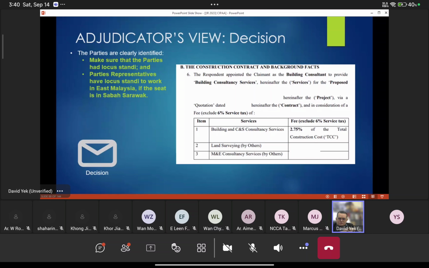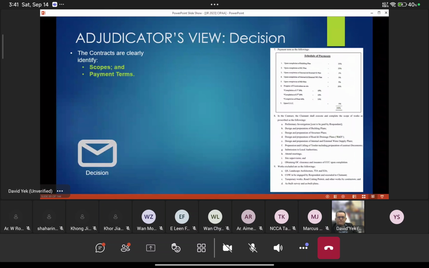There are cases, especially for lawyers, if you represent your client and you're registered in Peninsula, you cannot go over to Sabah Sarawak. But the Sabah Sarawak lawyers can come over to Peninsula. So you have got this territorial issue, okay? So this is what it is. So in this segment of the construction contract, you have to give the salient features of the construction contract that is involved. The contract must clearly define the scopes and the payment terms.